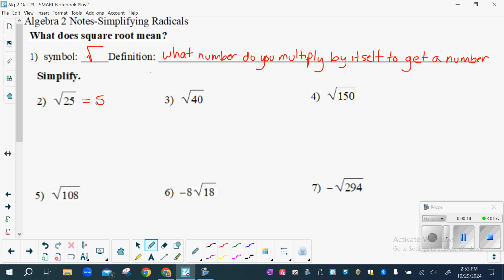On 40, though, we can't find a square root of 40. So what we have to do is what's called simplify it. So there's 2 ways to do it. I'm going to show you 2 different ways. I don't care which way you do.